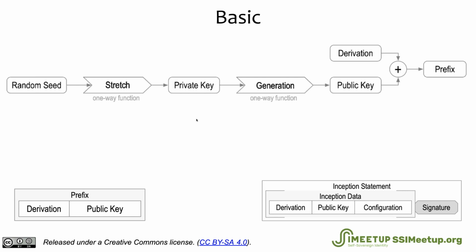And so you have a prefix that consists of a derivation code and a public key. You have an inception statement, which has information about the identifier that is signed with the public key. And so that is a very basic self-certifying identifier root of trust.